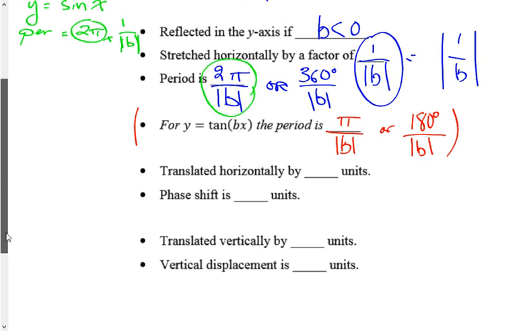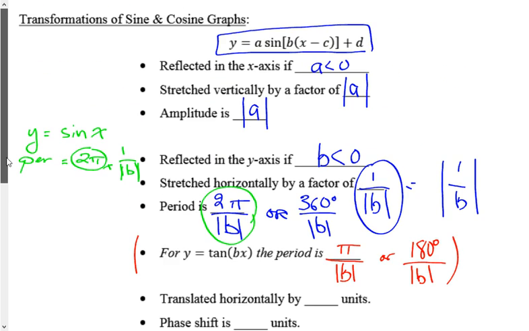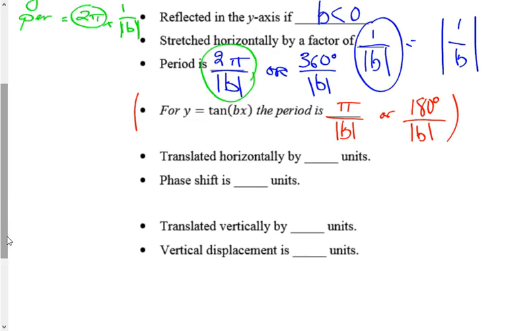Back to the sine function. It's translated horizontally by how many units? Yes. And so its phase shift is? That's even better. C units. Translated vertically by? We're improving all the time. Vertical displacement of?